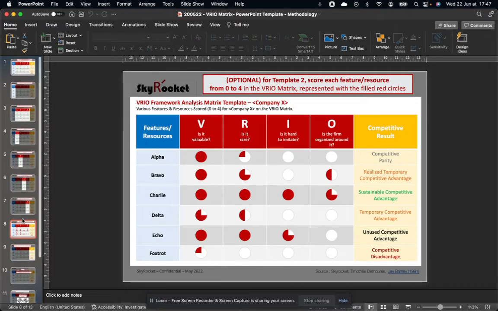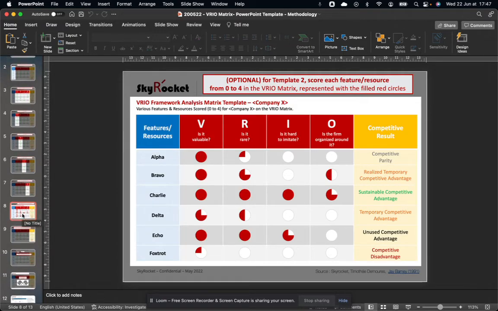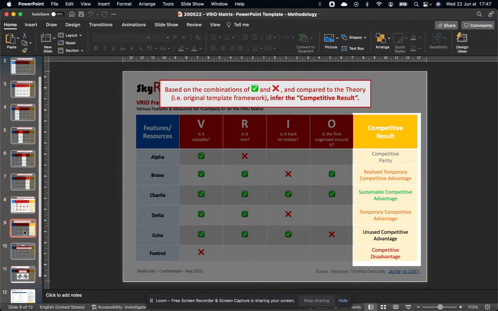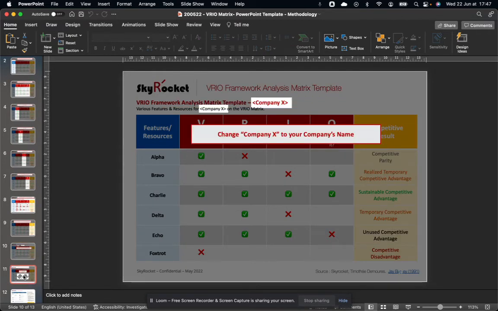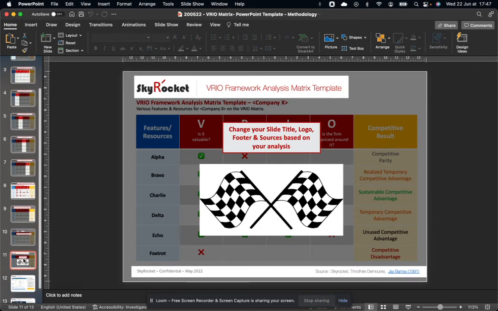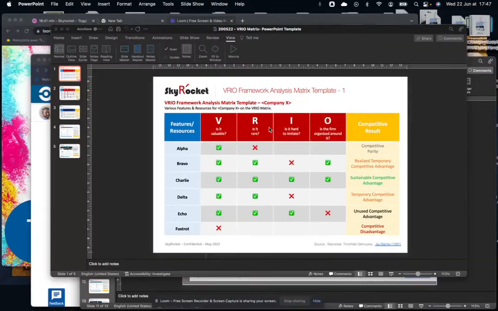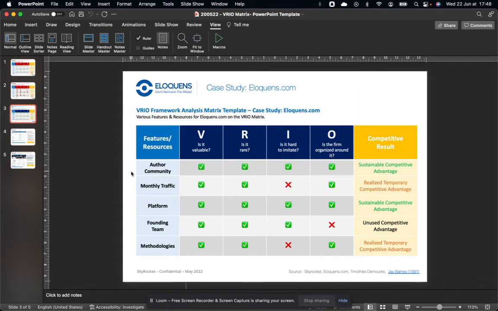Of course, if you use template 2, you can score each letter from 0 to 4. And based on the combination, input the competitive result. Change your different parameters and logos, and you'll be good. So an example here is what I did with Eloquence, which is the platform we're sharing this on. We kind of identified there were two sustainable competitive advantages, the author community and the quality of the platform itself.